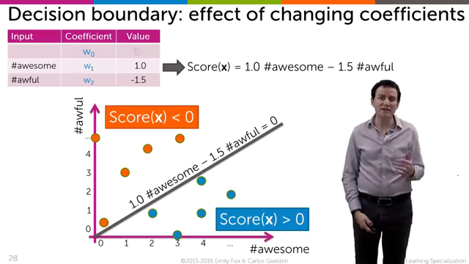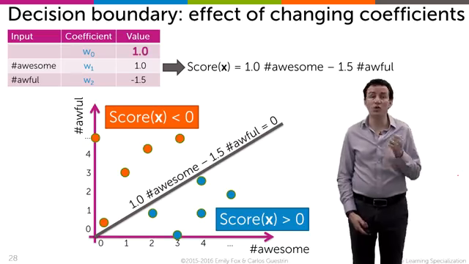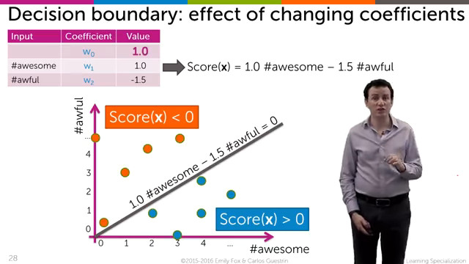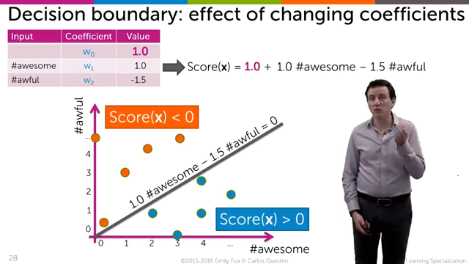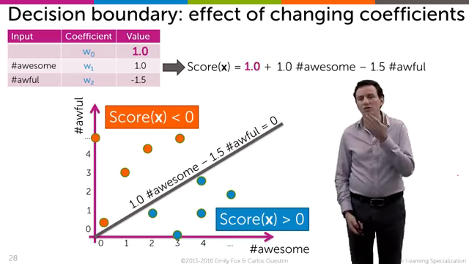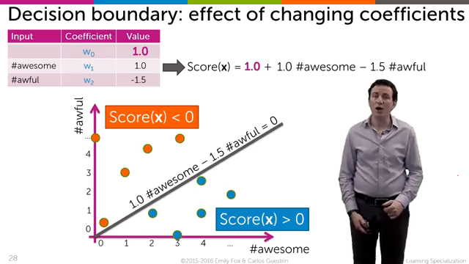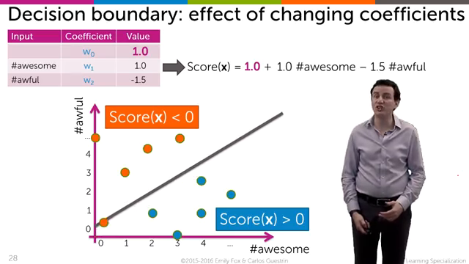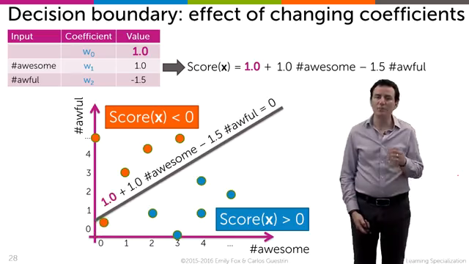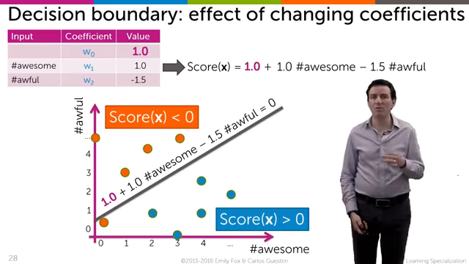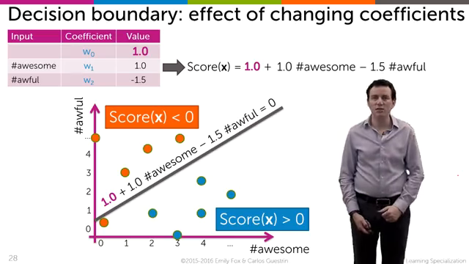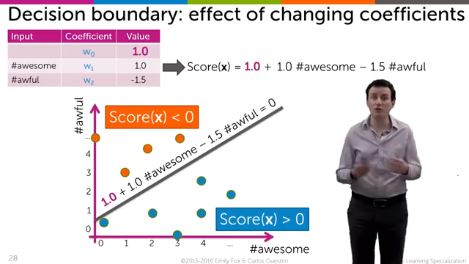Now, let's say that instead I had learned that the coefficient W0 was 1.0 instead of 0. What does that mean? That means that our score function now has this extra term, 1.0 plus 1.0 times awesome minus 1.5 times awful. So what happens to that decision boundary? Well, that line gets shifted up. And so if you look at that point on the lower left, which is close to 0, 0, which before we predicted as being a negative review, after we make that change, we now predict it to be a positive review. So it turns from orange to blue.